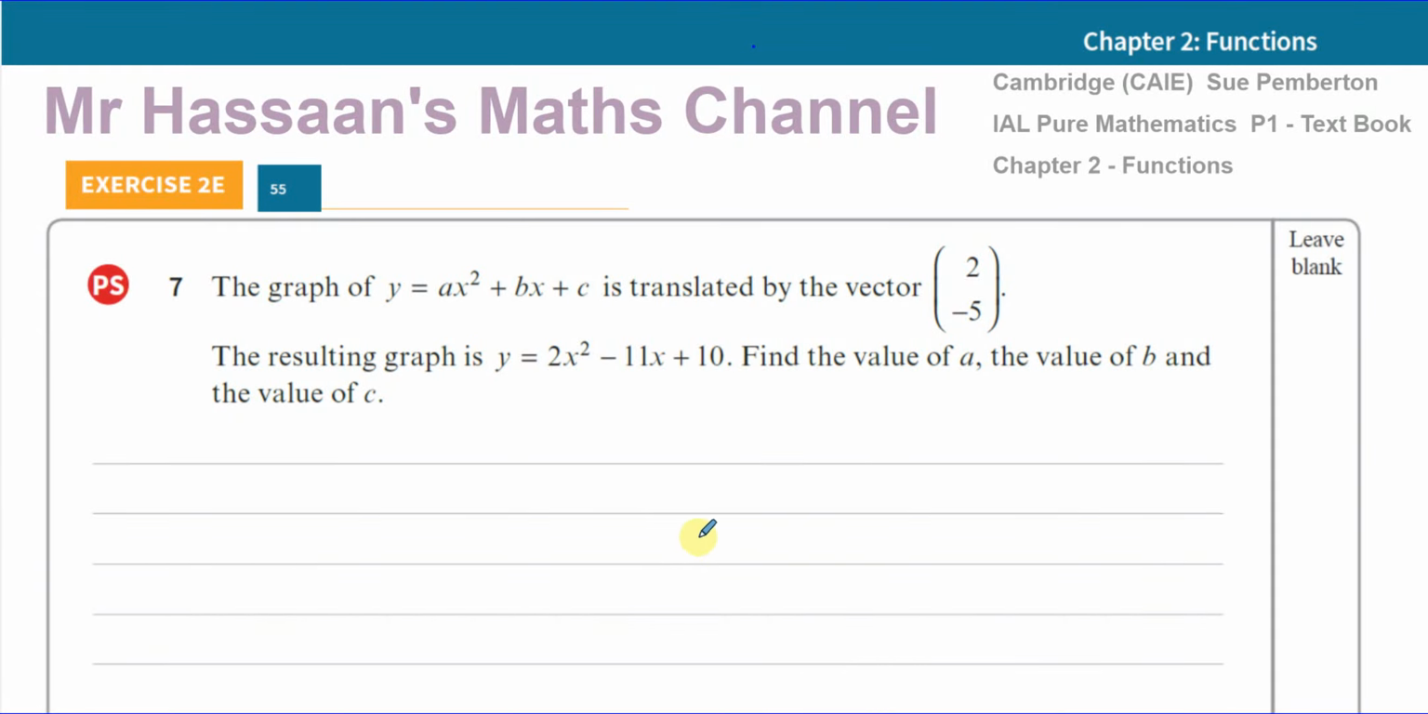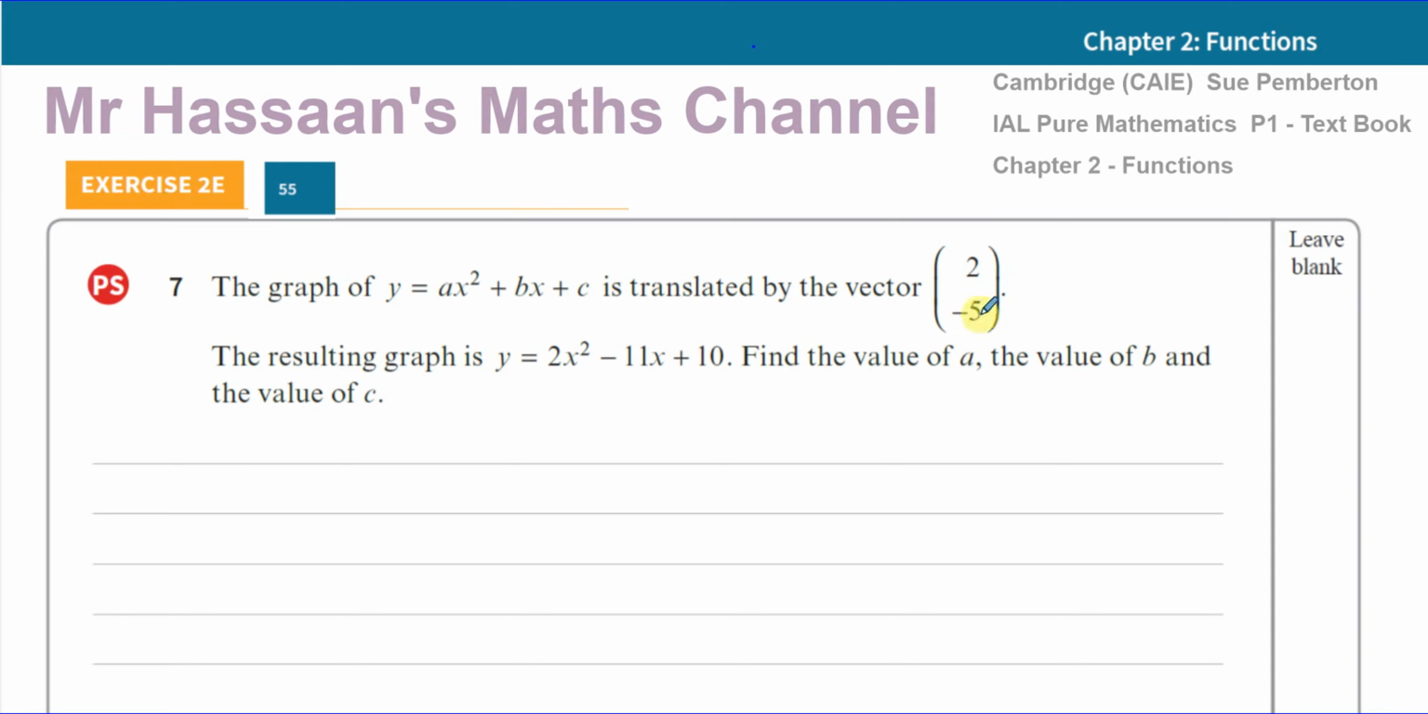Okay, welcome back. This is Mr. Hassan's Maths channel, and I'm now answering question number 7 from exercise 2E on page 55 of the Cambridge International Examination CAIE textbook from chapter 2. This is the Sue Pemberton textbook. This is chapter 2 functions, exercise 2E, question 7, as I said.